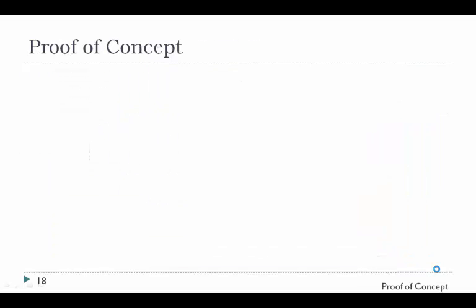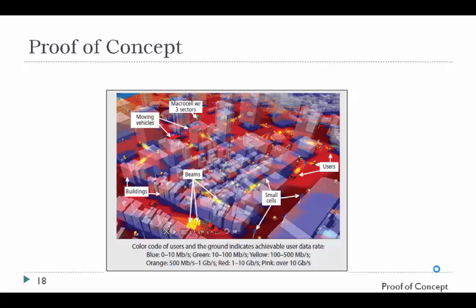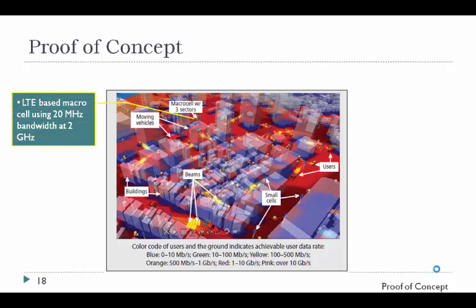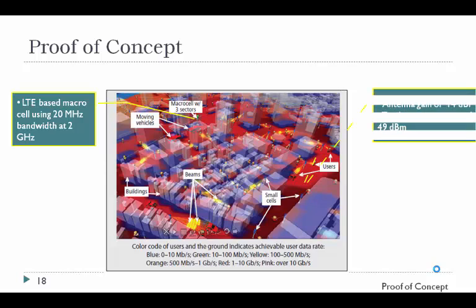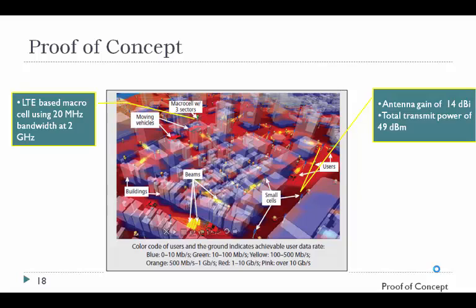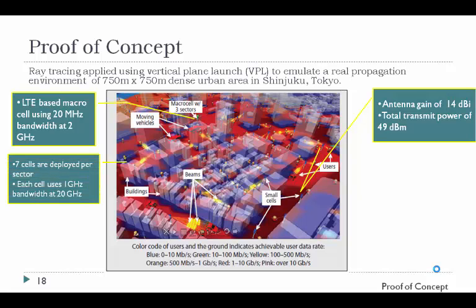An initial proof of concept with real-time simulator evaluation is presented by the authors to demonstrate the potential of the proposal for downlink transmission. LTE-based microcells using 20 MHz bandwidth at 2 GHz and small cells at higher frequency bands together with MIMO are demonstrated. Each macrocell used 2 transmit antennas with antenna gain of 14 dBi and total transmit power of 49 dBm. The image shows the deployment environment in Tokyo with a 7-cell model with an inter-site distance of 500 meters. Ray tracing was applied using the vertical plane launch method to emulate a real propagation environment.